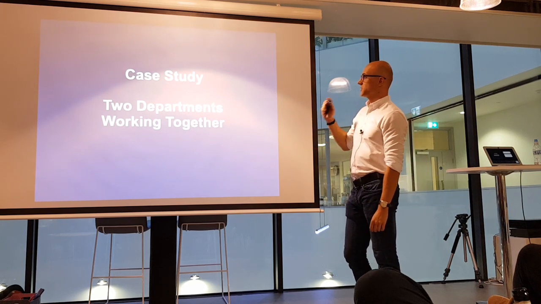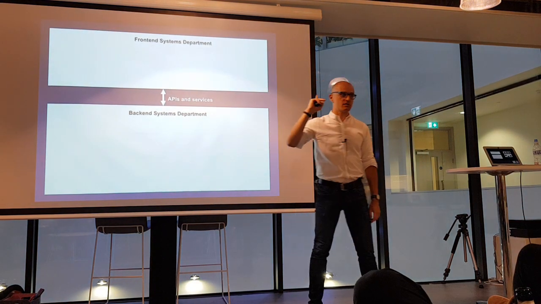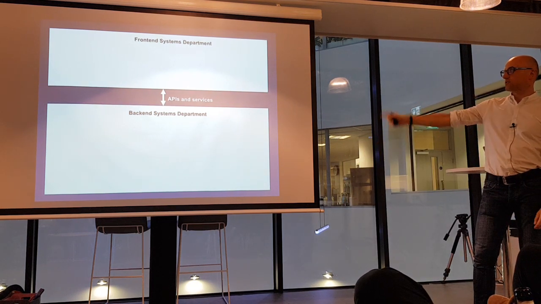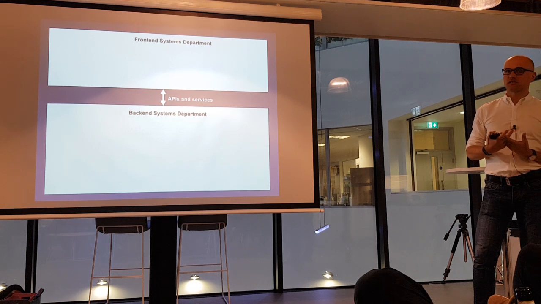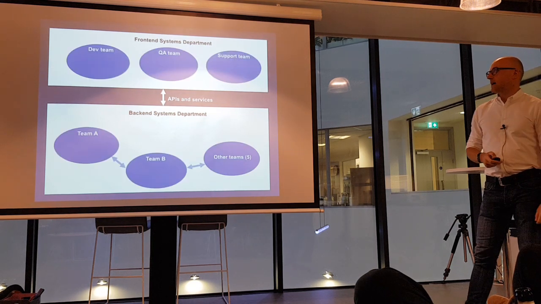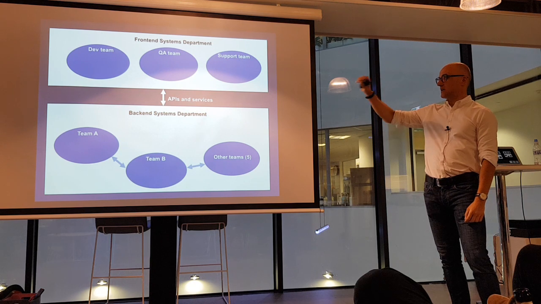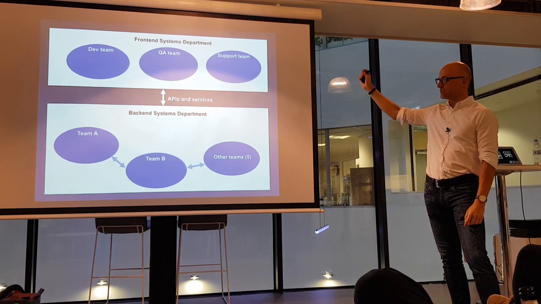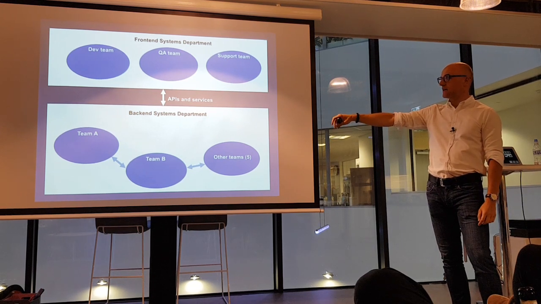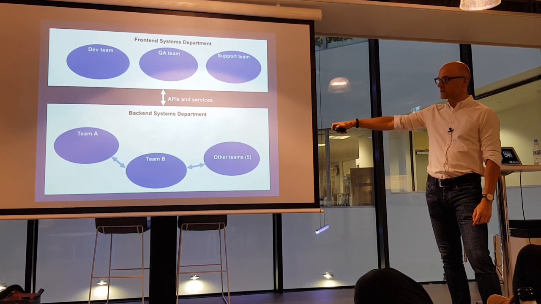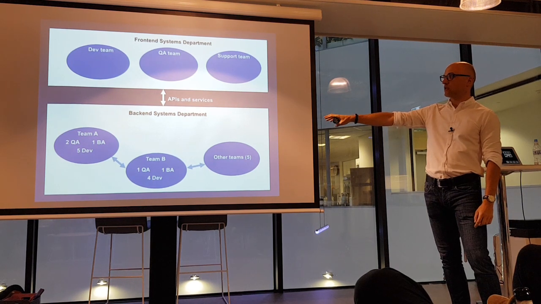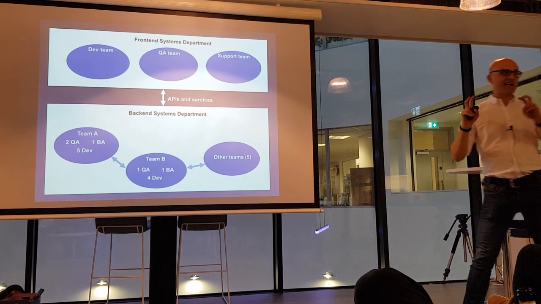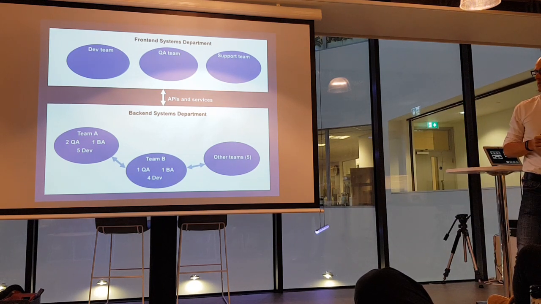There were two departments working together: a front-end department and a back-end systems department, and those departments talk to each other via services and APIs. In the front-end systems department, they had a few teams: a development team, a QA team, and a support team. In the back-end systems department, they had different teams, and the QAs, developers, and business analysts were on every team in smaller groups. So they were cross-functional product teams.